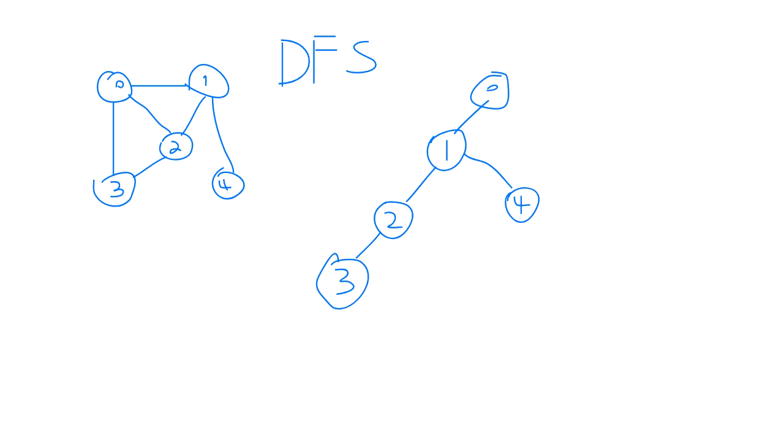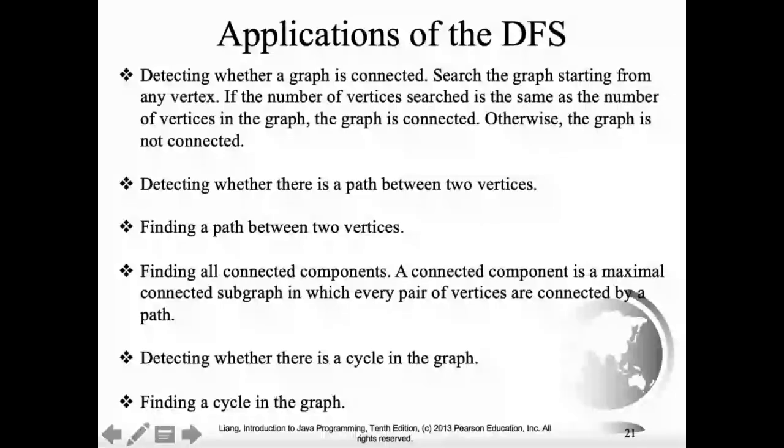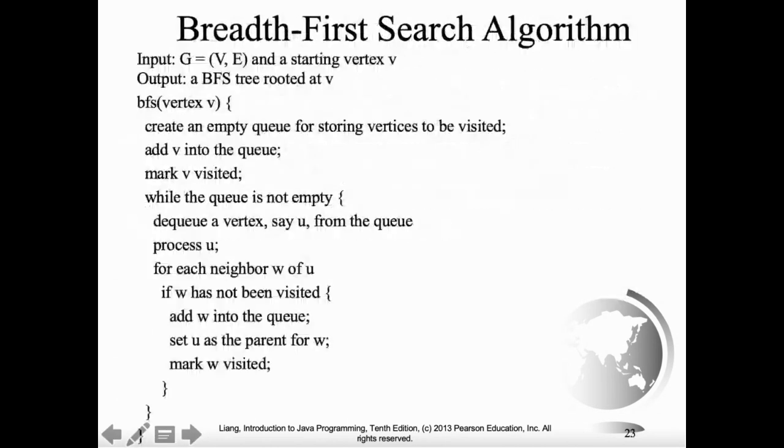So let's look at the applications of using the DFS for traversing the tree. Detecting whether the graph has a disconnection or not, detecting whether there is a path between two nodes or not, finding a path between two nodes, and also finding and detecting cycles, and so on. So it has those applications.